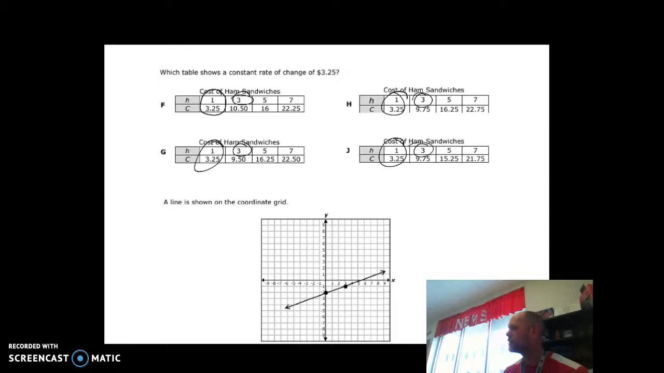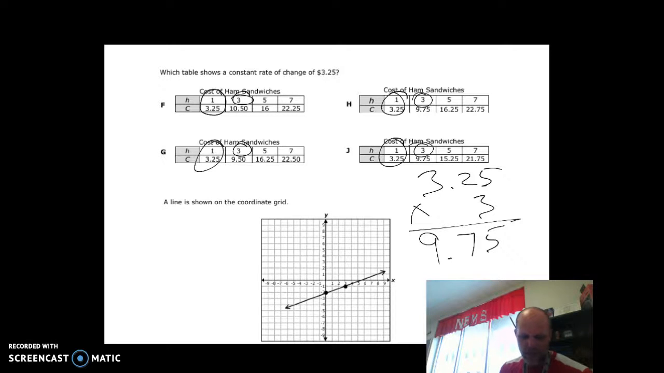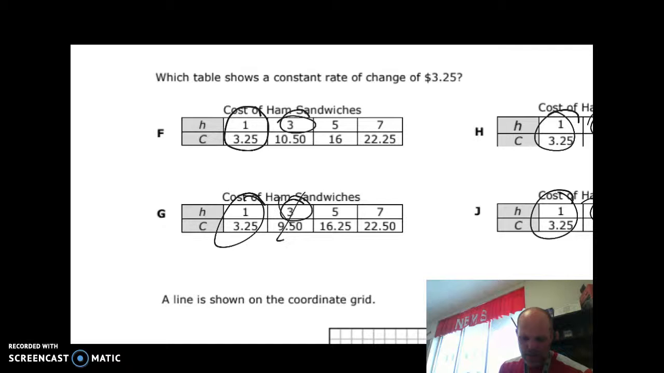Oh, hang on. Don't tell me the answer. What do we got to do to find out how much 3 sandwiches cost? Yeah, just multiply $3.25 by 3 sandwiches. We can do that in our heads. What's 3 times $3? 9. What's 3/4? 75 cents. So 3 sandwiches need to cost $9.75. So if you look at F and G, they do not cost $9.75. So F and G are wrong.